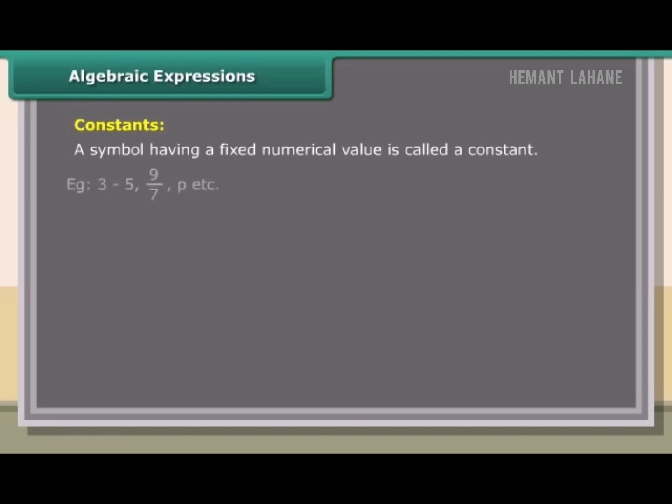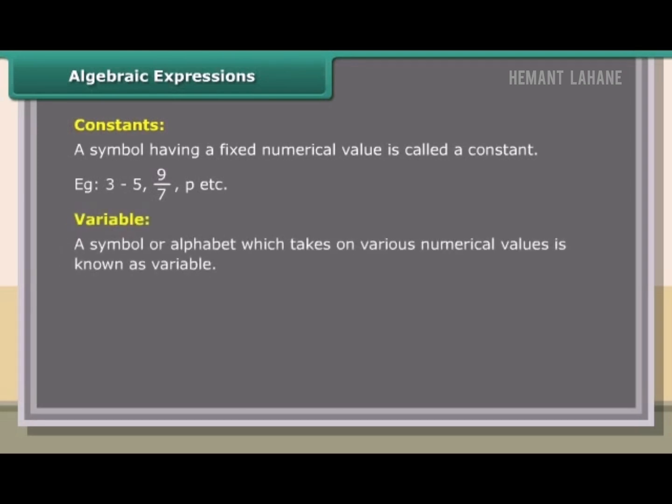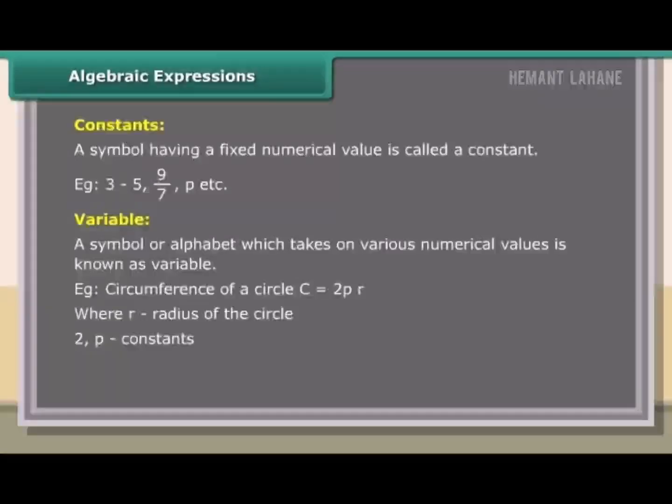Algebraic expressions. Constants. A symbol having a fixed numerical value is called a constant. Example, 3, minus 5, 9 upon 7, pi, etc. Variable. A symbol or alphabet which takes on various numerical values is known as a variable. Example, circumference of a circle C is equal to 2πr, where r is the radius of the circle. 2π are constants, C and r are variables.